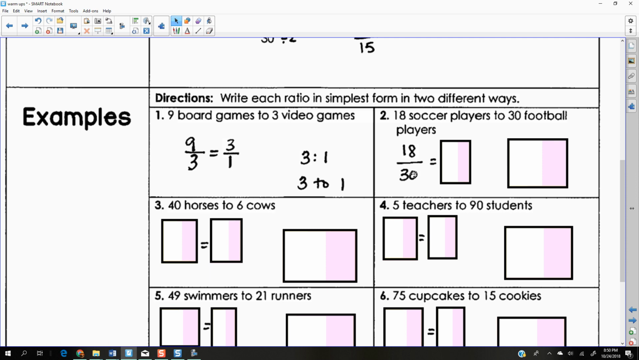Yes, it will. So we're going to divide both by 6. When we do 18 divided by 6, we get 3, and 30 divided by 6 is 5. And so now we're reducing our 15 soccer players to 30 football players from 3 to 5. Now remember, the numbers have to stay in that order.